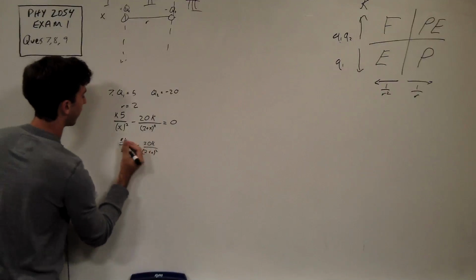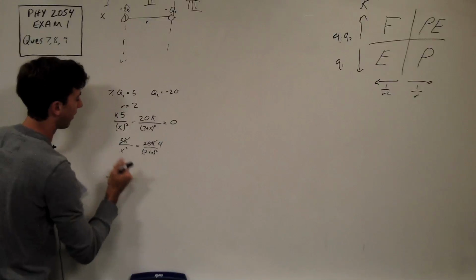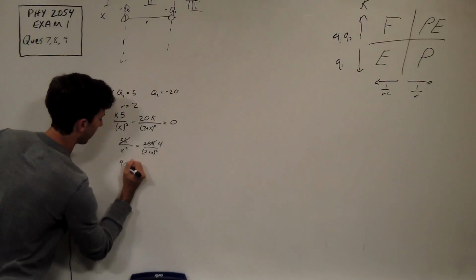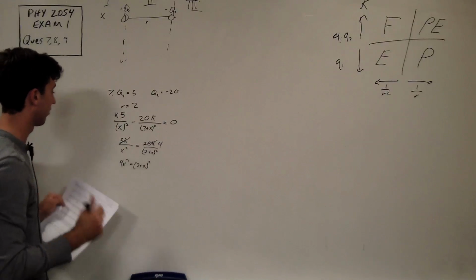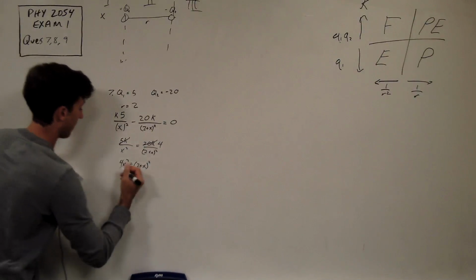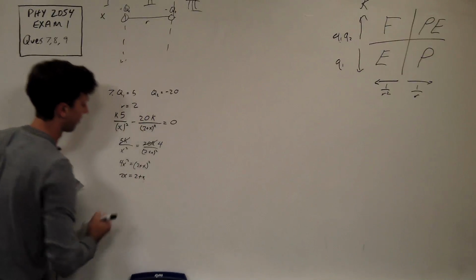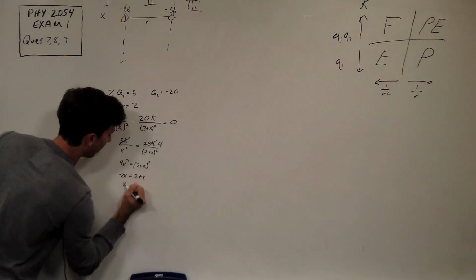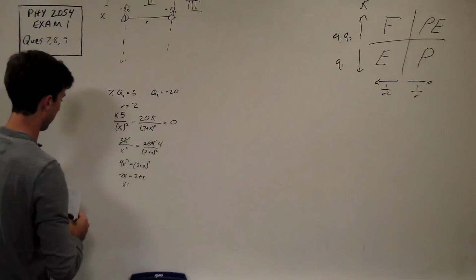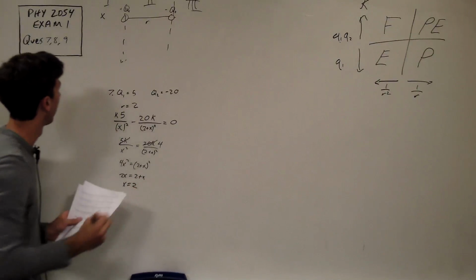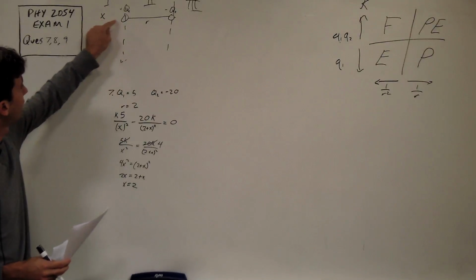Now you can cancel out 5k from both sides to get 4, and then multiply both sides by the denominators to get 4x squared equals 2 plus x quantity squared. Great. Now take the square root of everything. So 2x equals 2 plus x. Subtract x over to that side, and you find x equals 2. So the point of 0 electric field is 2 meters to the left of Q1.